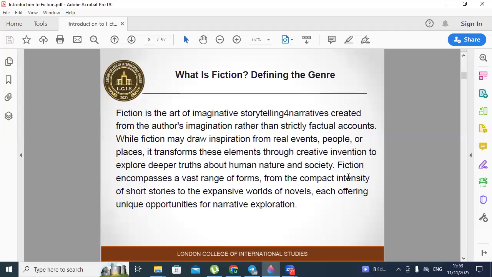Each form offers unique opportunities for narrative exploration. Short stories must achieve impact efficiently. Novels can develop ideas gradually with multiple plot lines and character arcs.